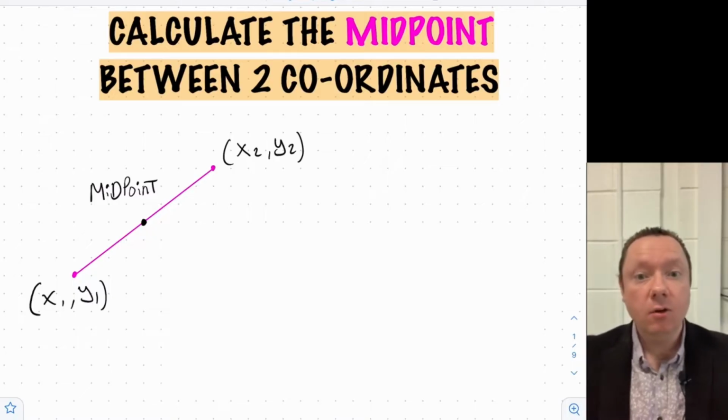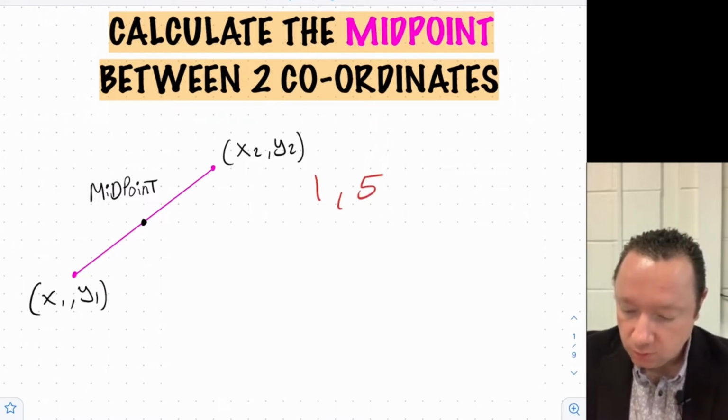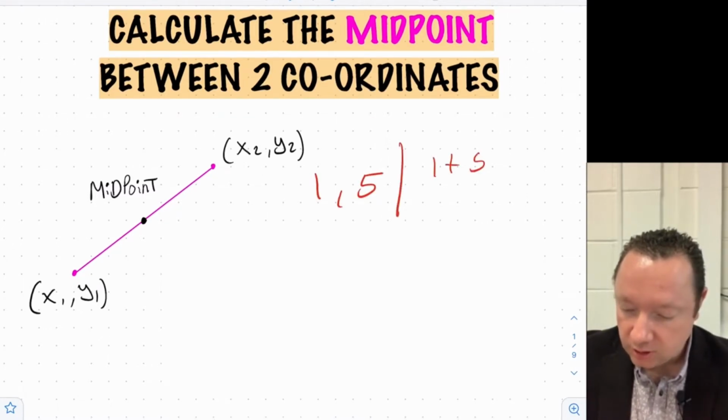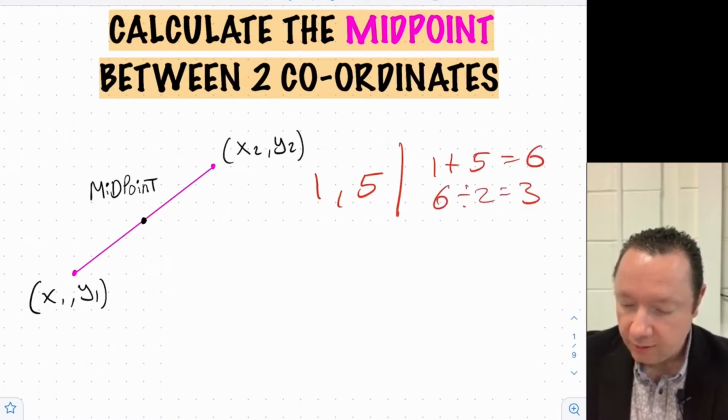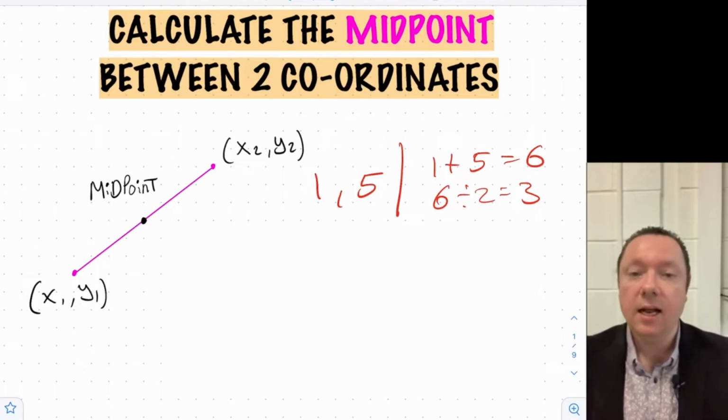So if I had the middle of 1 and 5, let's just write this up. If I wanted the middle of 1 and 5, say, I could just do 1 plus 5, which is 6, and then divide by 2, which is 3. And 3 is clearly the middle of 1 and 5. So I can just average out the x's and average out the y's.